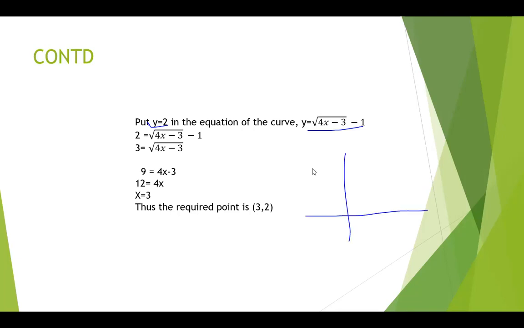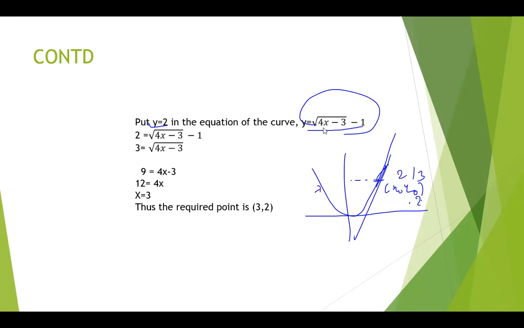This is the curve. There is a point at which the tangent is drawn, it just touches the curve at only one point, and at that point the slope is 2 by 3. You have to find that point x naught, y naught. Just now we found y naught is 2. In order to find its corresponding x coordinate, I have to substitute the y value in the equation of the curve.